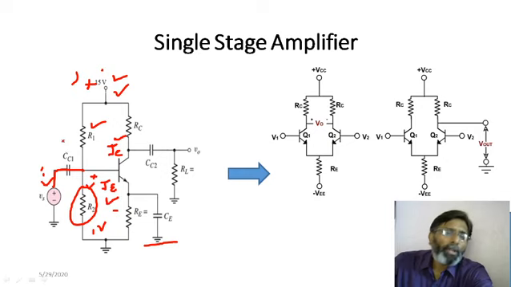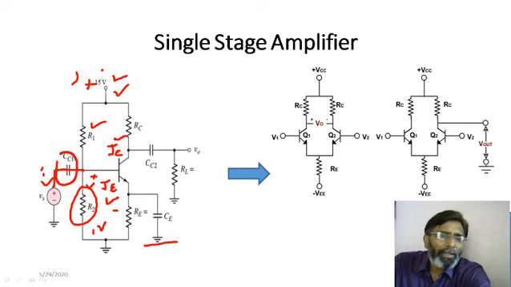Because of that these two will get loaded, and these two sources may be damaged also. So, to avoid that, we are using a coupling capacitor here. This is known as the input coupling capacitor. Now, what is the function of this? We know that a capacitor acts as an open circuit for DC and as a short circuit for AC. So, here this capacitor will not allow this DC to go to this side, whereas it will allow this AC, as it acts as a short circuit for AC, to go to the input.